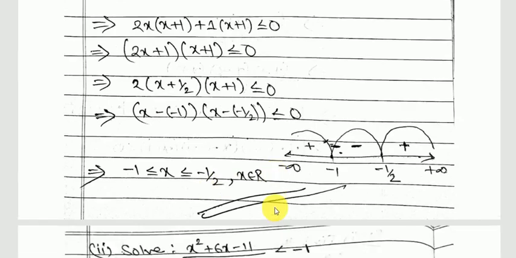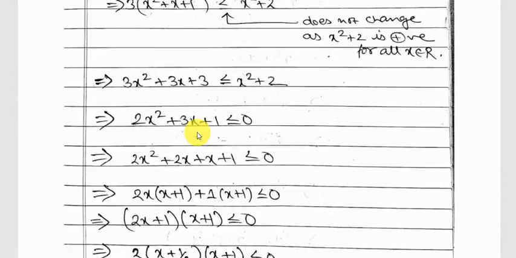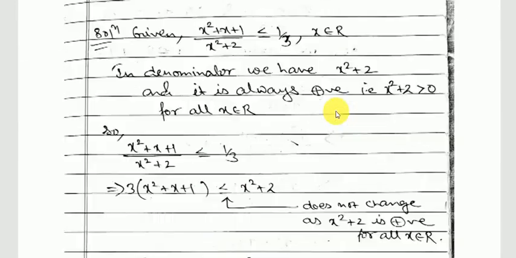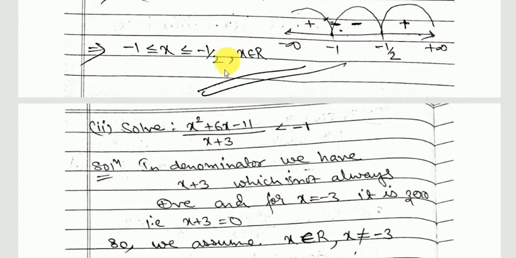Okay, done. So this is how you do it. So the range of the values of x is -1 till -1/2.